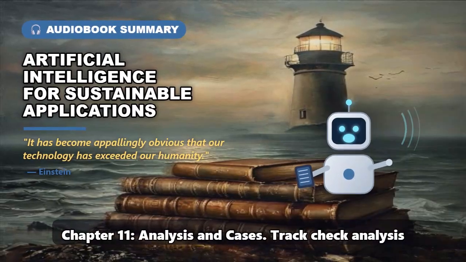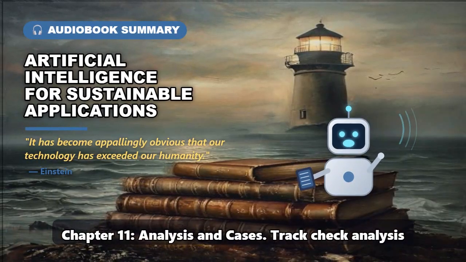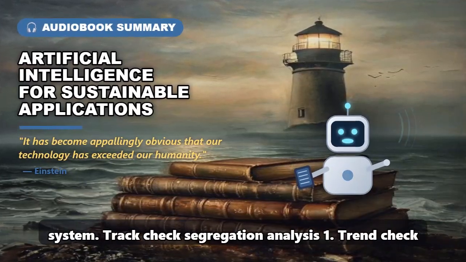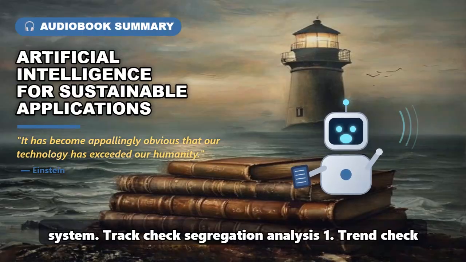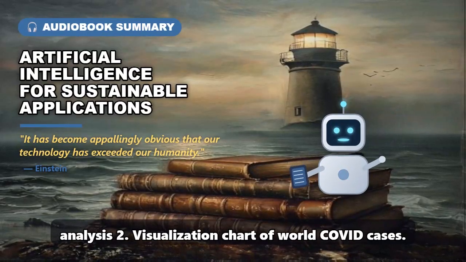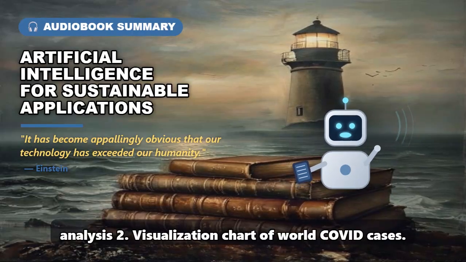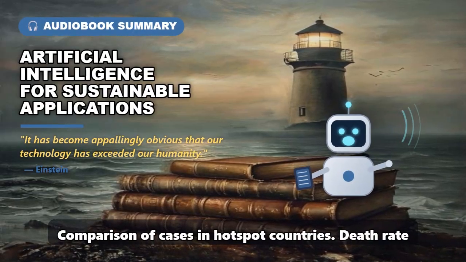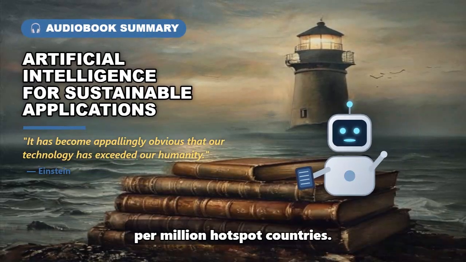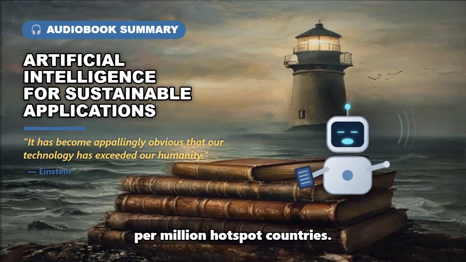Chapter 11: Analysis and Cases. Track check analysis system. Track check segregation analysis 1. Trend check analysis 2. Visualization chart of world COVID cases. Comparison of cases in hotspot countries. Death rate per million hotspot countries.